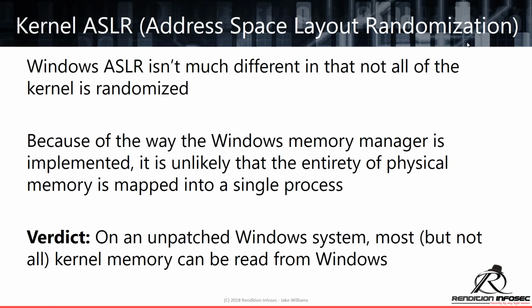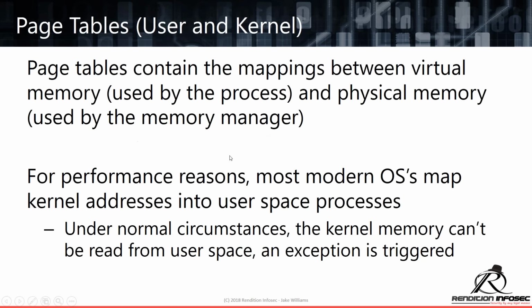So on an unpatched Windows system, most of kernel memory can be read, probably not all of it. Again, I don't know that this is a useful distinction, because at the end of the day, we can get more than enough data to perform privilege escalation on Windows, and from there, once you're in system mode, you can do whatever you need to. Right? So let's talk about page tables very briefly.